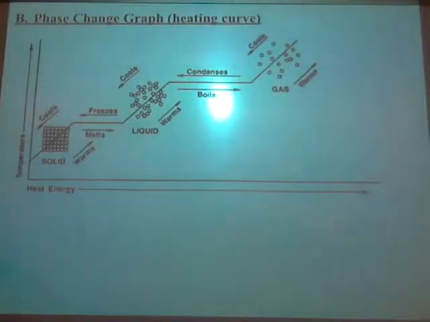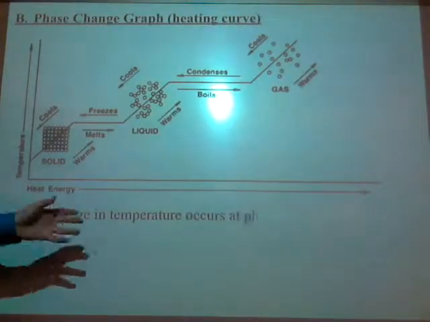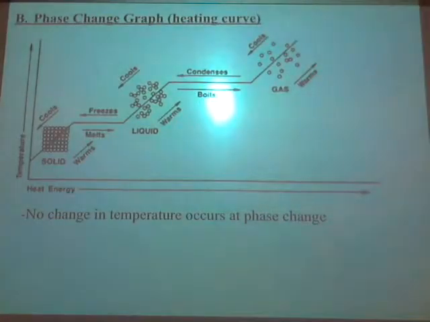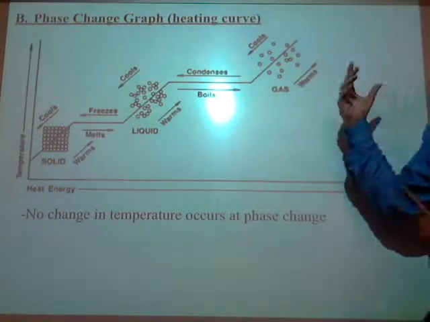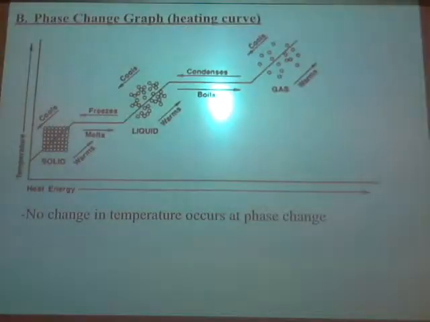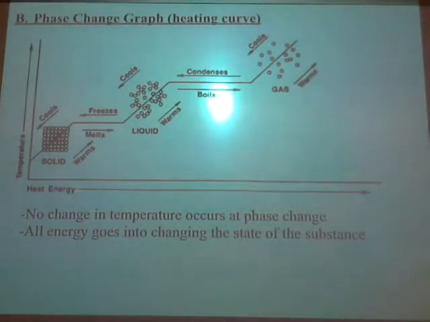So, just in summary, what I just said a little bit. No change in temperature, as you can see, occurs as the phase changes. Why? Because you see that? Right there, right underneath. All of this energy is going into changing the phase. It's not breaking down the crystal or moving the molecules of a liquid further and further apart. So all that energy is going into changing the state of the substance.